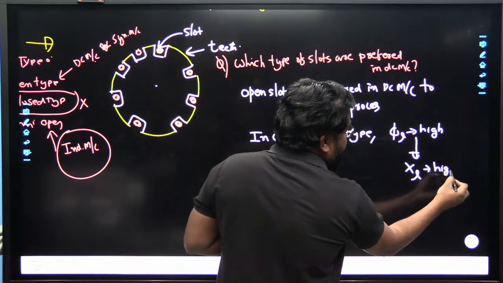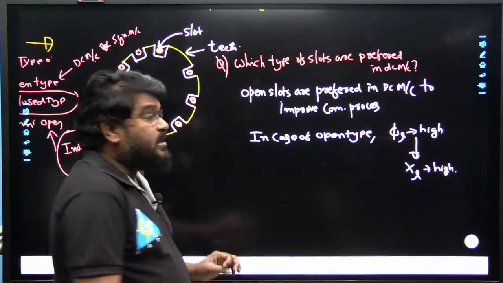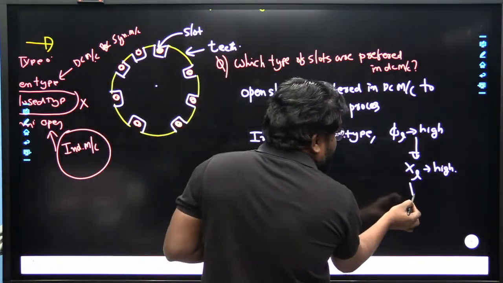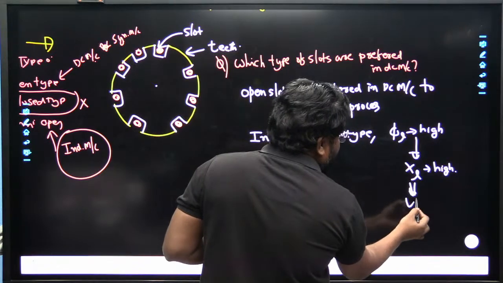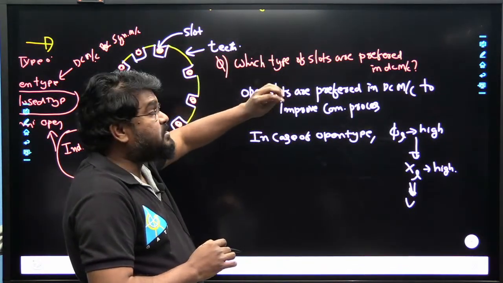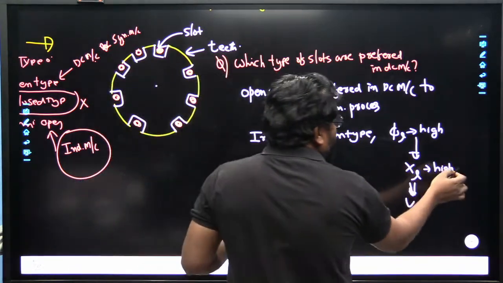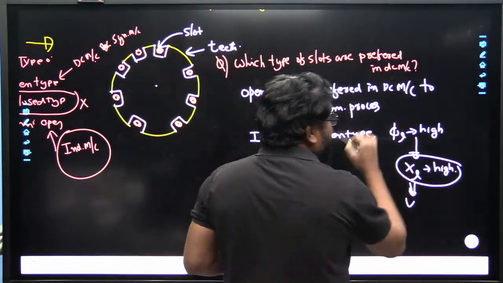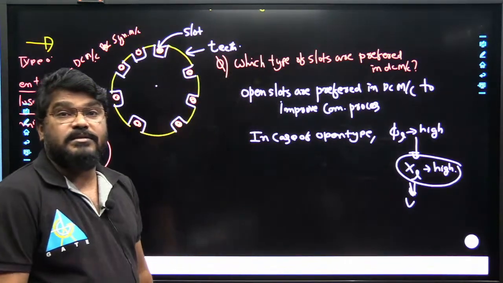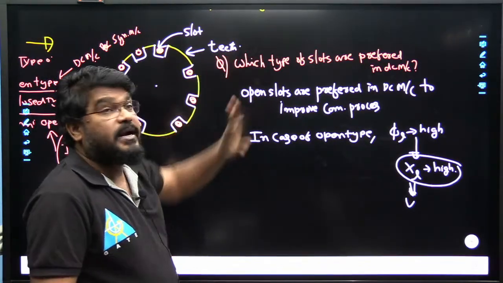So due to which what will happen? The leakage reactance is high, so then we can reduce this reactance voltage, which is one of the reasons for delayed commutation in the DC machine. That reactance voltage can be neutralized by using this leakage reactance. That's why open type slots are prepared in the DC machine.